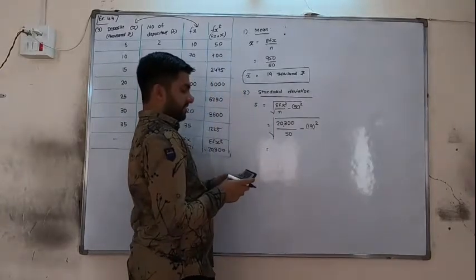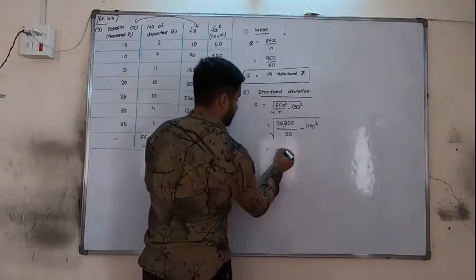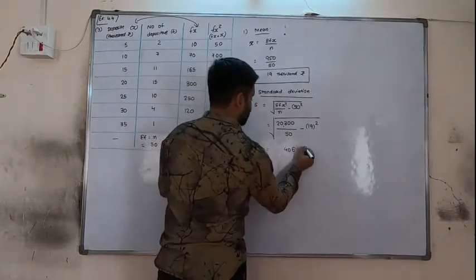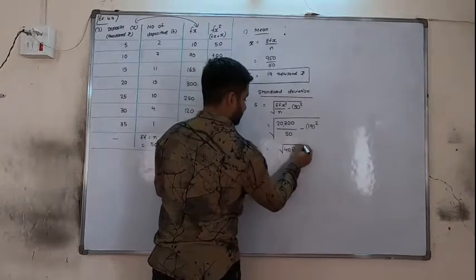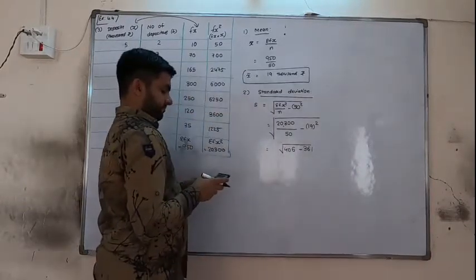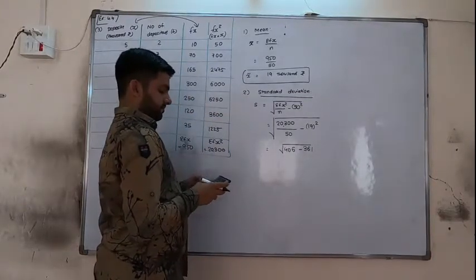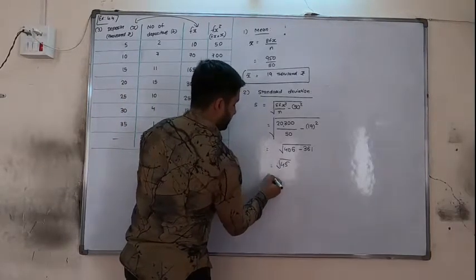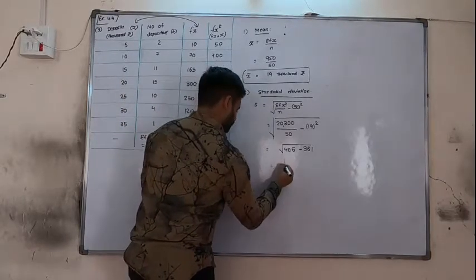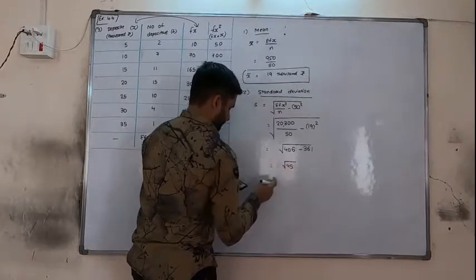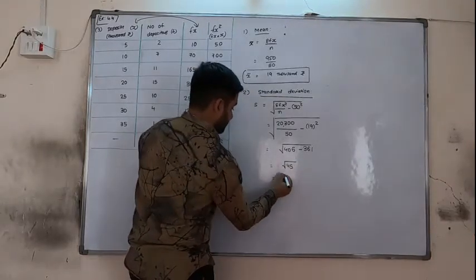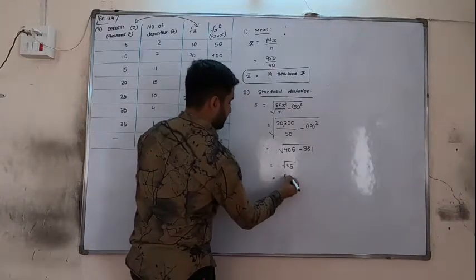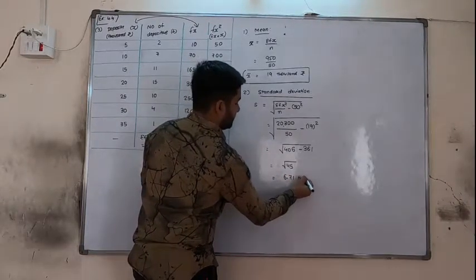So 20,300 divided by 50, 406 minus 19 square is 361. So 45. So square root of 45 is 6.708, so 6.71 thousand rupees.